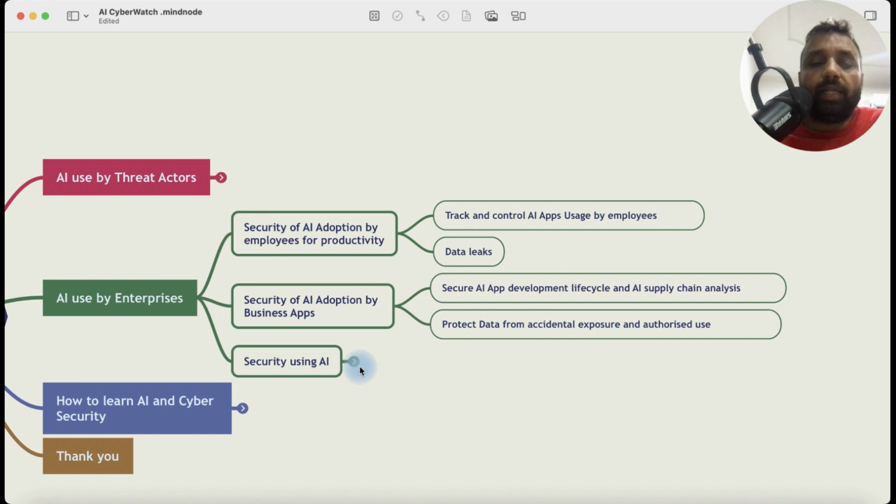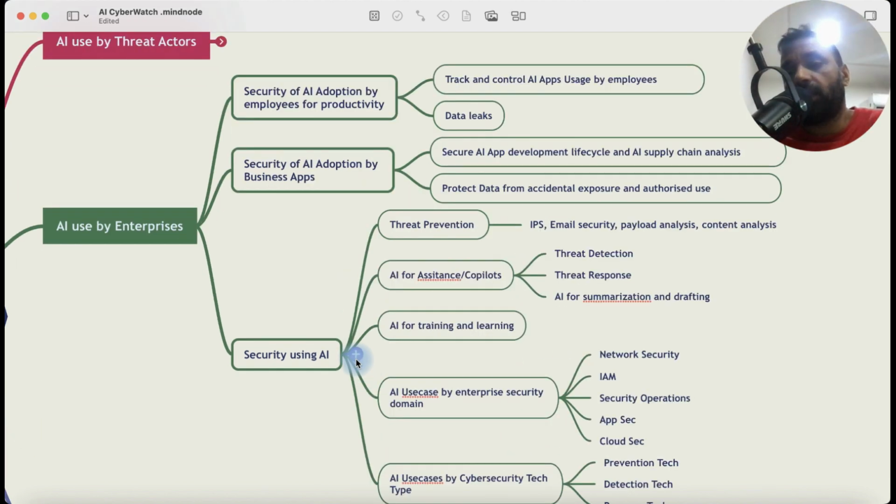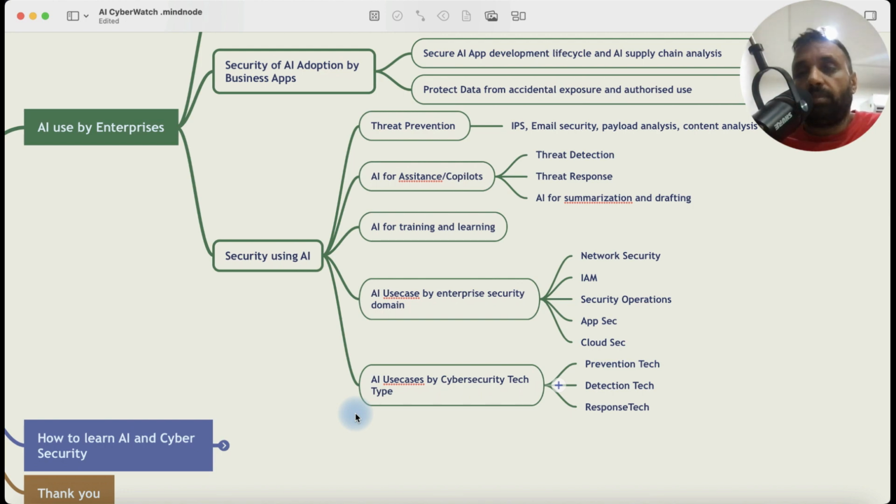And the last thing is security using AI, which is the defenders using AI for securing their infrastructure. This means things where AI has already been there for years, like threat prevention. So AI is already used in IPS, email security, payload analysis, content analysis, while content is traveling from a system to the internet. Then what got added in the last few months is AI for assistance, also known as co-pilots. This could be used for threat detection, response, summarization, drafting, reverse engineering, asking AI or a co-pilot to do some of the manual work done by analysts. And the dependency on multiple people will definitely get reduced. And then AI for training and learning cybersecurity, or the product on which the analyst is working.